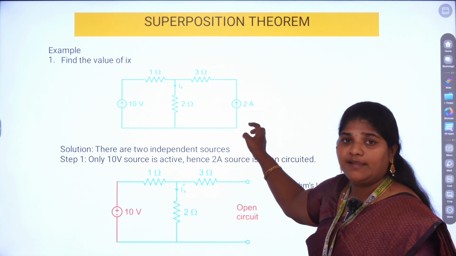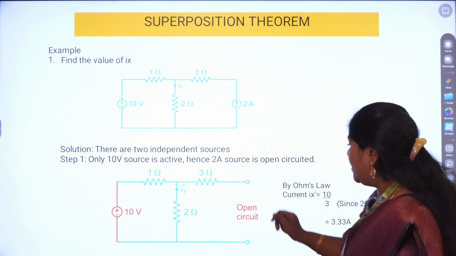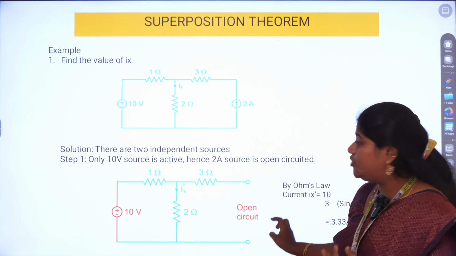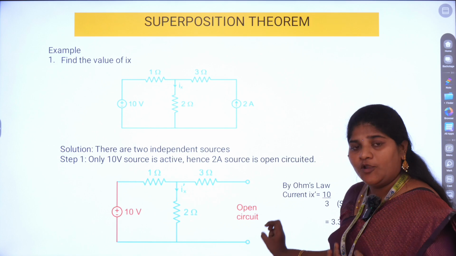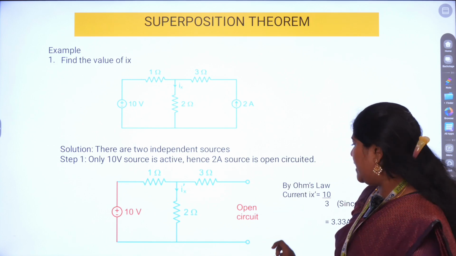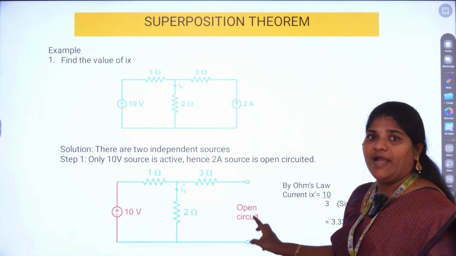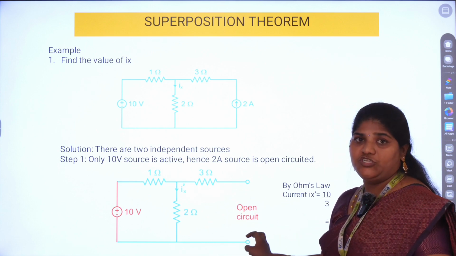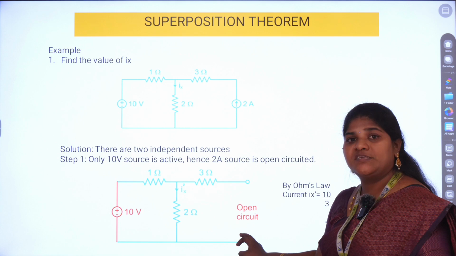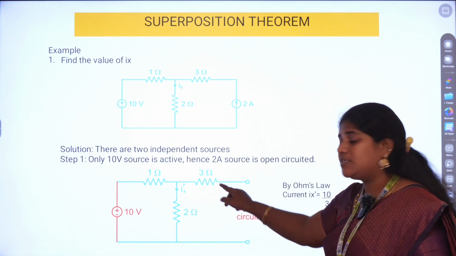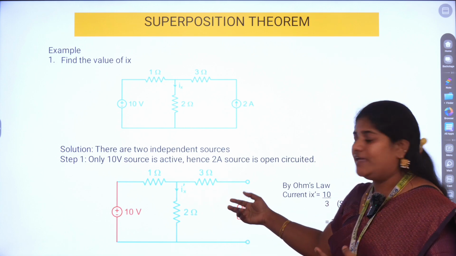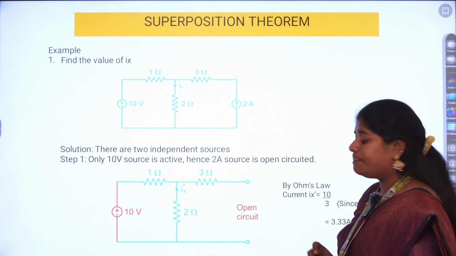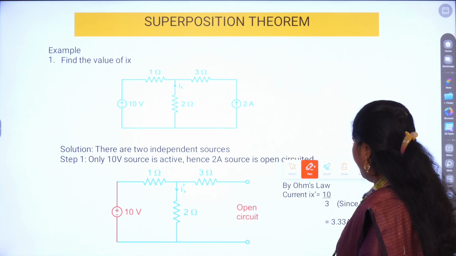Now how do we deactivate a current source? This can be done by open circuiting. This is what I explained in the previous slide. So in order to make a current source non-operative, or deactivate it, it should be open circuited. As we all know very well, current does not flow in an open circuited region. So the effect of this 3 ohm resistor becomes 0. There is no use of this 3 ohm resistor as it is connected to an open circuited region.